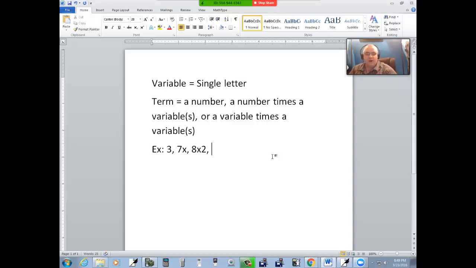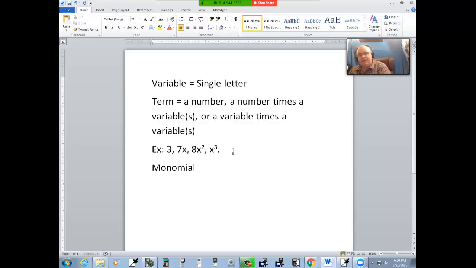Now 8x squared would also be a term. And you're saying, well, you don't say anything about exponents. Well, a number times a variable, and there's an S on there. 8 times x times x. There's nothing saying that the variables won't repeat. Or a variable times a variable, you could simply have like x to the third. And x to the third is x times x times x, variable times a variable. So those are all examples.